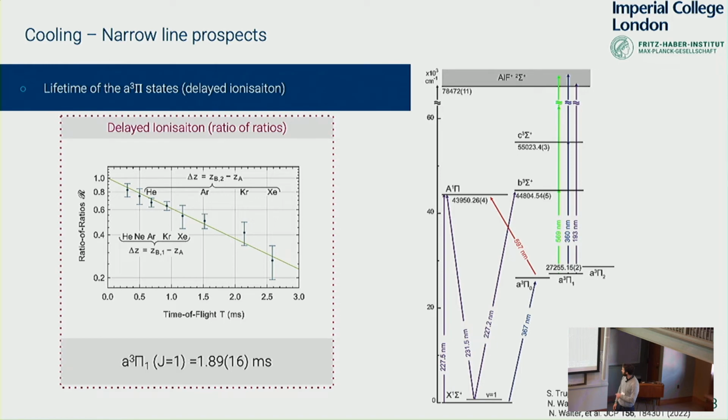To investigate narrow line cooling possibilities, we measured the lifetime of the triplet pi states. And if anyone has ever measured lifetimes in the millisecond range, they know how difficult that is and how annoying it is and how many months it can take. But in the end, we managed to measure it in a very cool way, I think, which is ratios between different pi states that have different lifetimes. And so what we realized immediately is 2 milliseconds, definitely not a good lifetime to do narrow line cooling.